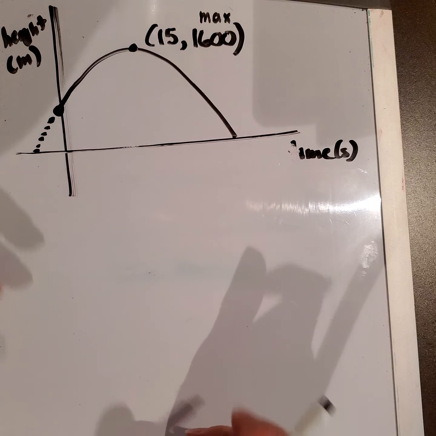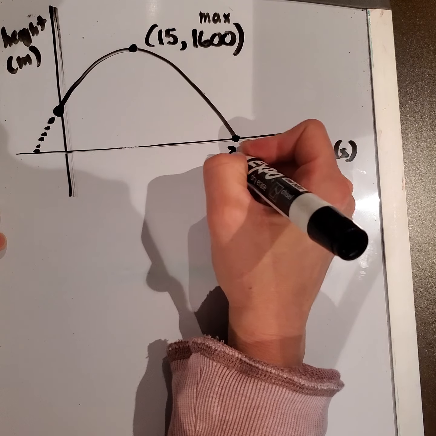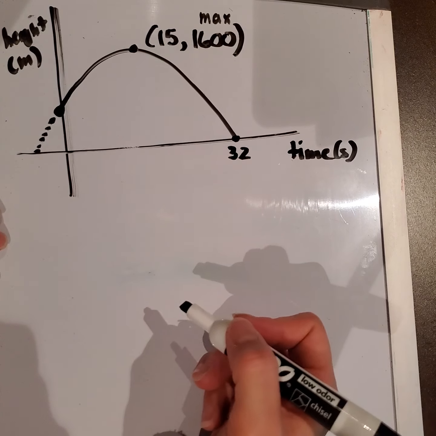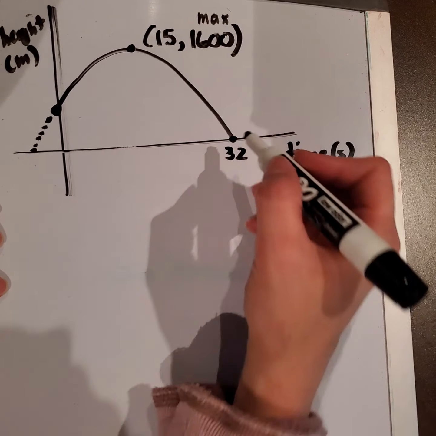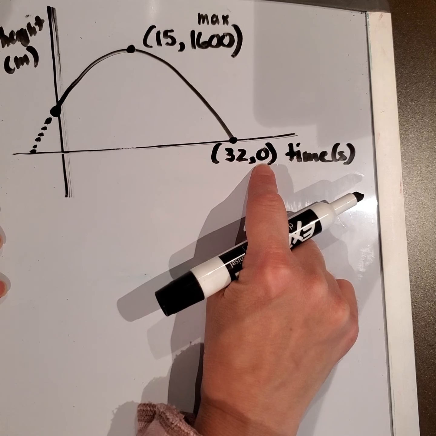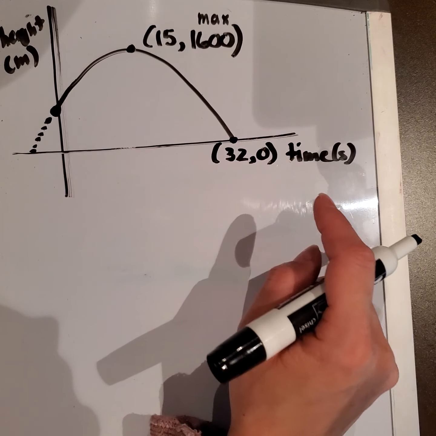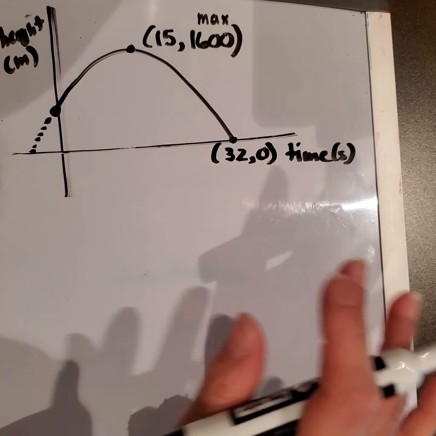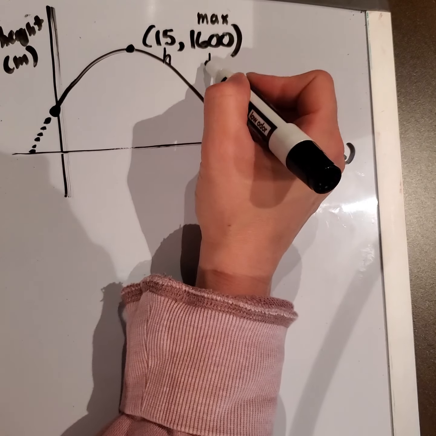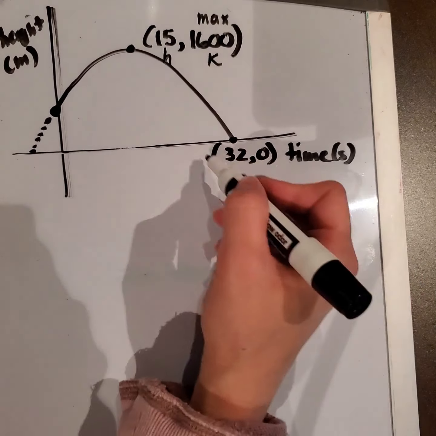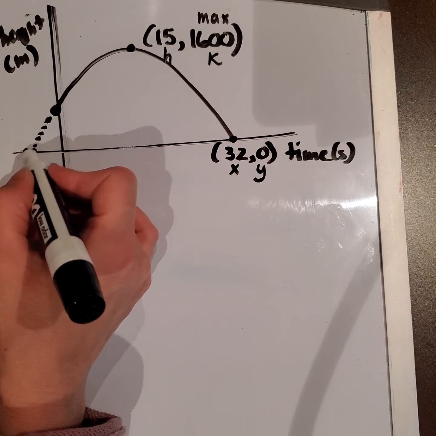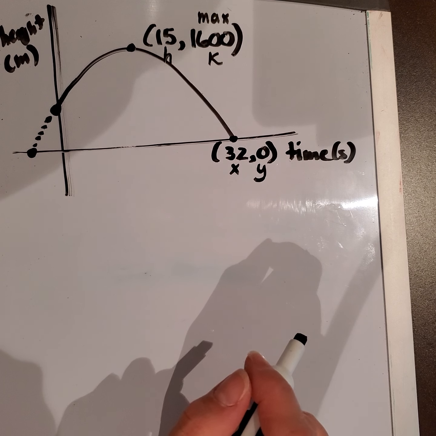It lands on the ground after 32 seconds, okay? And so that doesn't look like an ordered pair, but I'm about to make it into an ordered pair like that. Because if it's landed on the ground, it has a height of 0. Okay, now, you know me, I need to label to get myself organized. If this is the vertex, this is my H and K. This is the only ordered pair I know right now, X, Y. I could find this ordered pair, but let's make sure I don't need to.